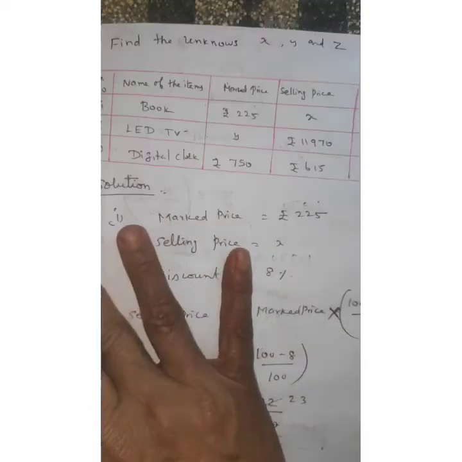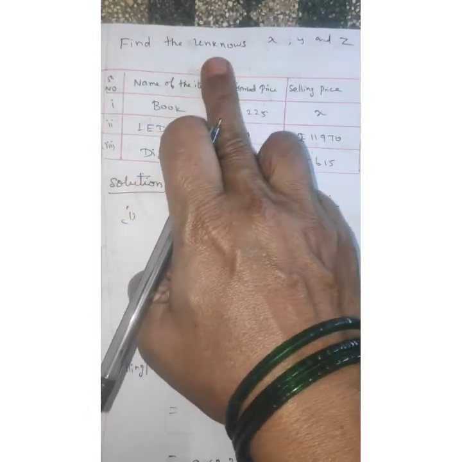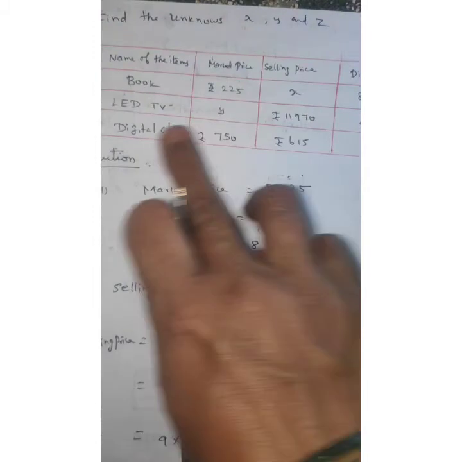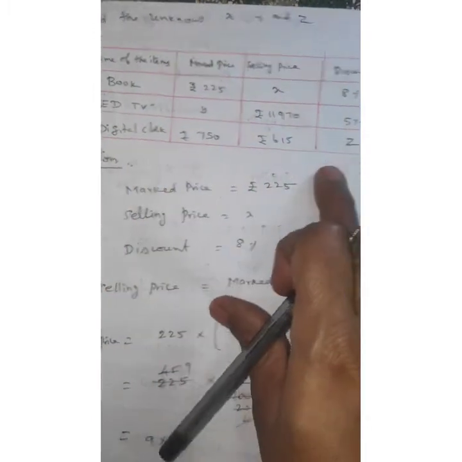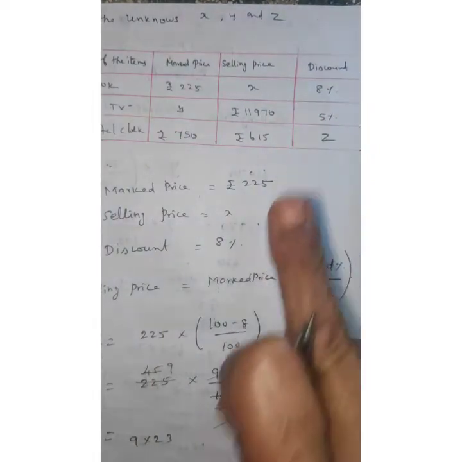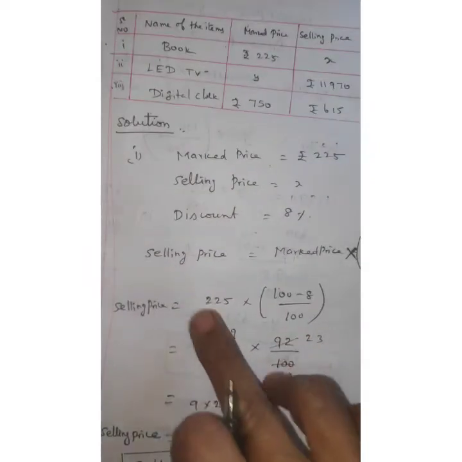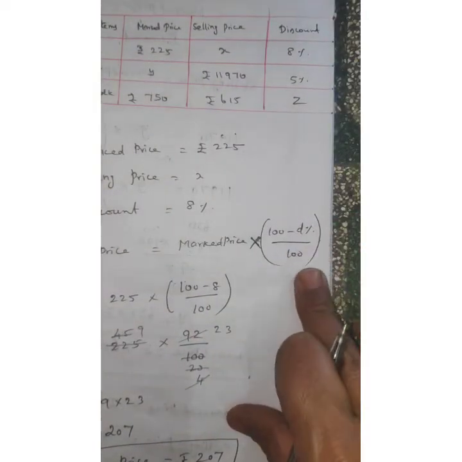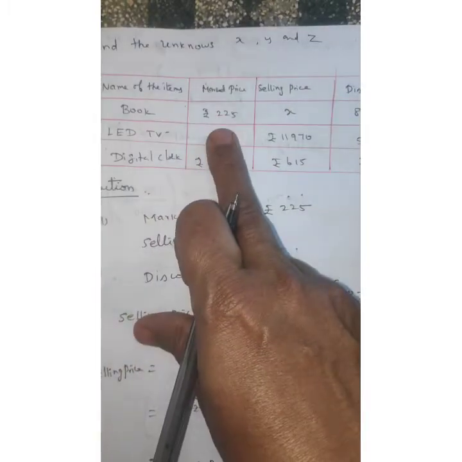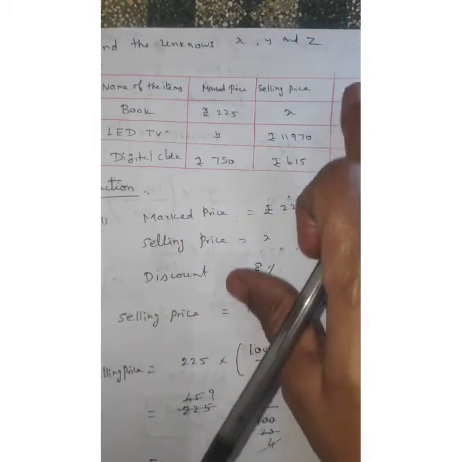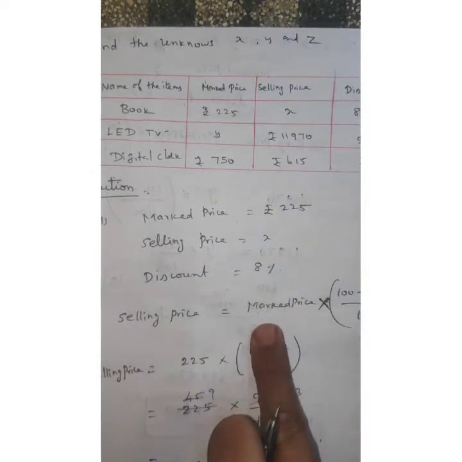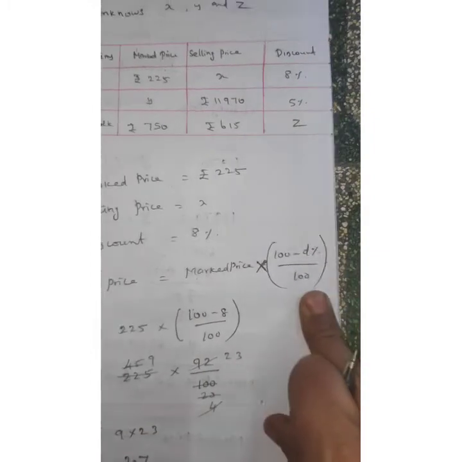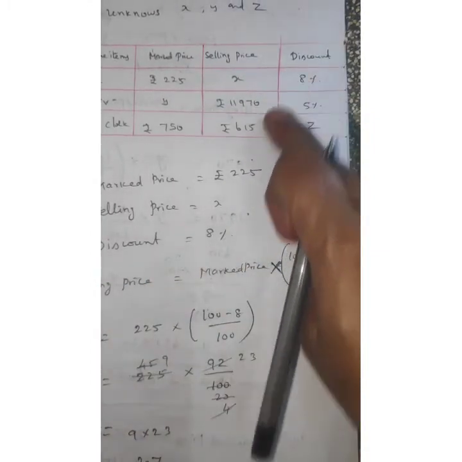They are given three sums. Find the unknowns x, y, z values. First question, find the x value. Second question, find the y value. Third question, find the z value. These three sums also use the formula: selling price equals market price into 100 minus discount percentage divided by 100. They are given the market price, selling price, discount. So use the formula selling price equals market price into 100 minus discount percentage divided by 100. This one formula is used in all three sums.